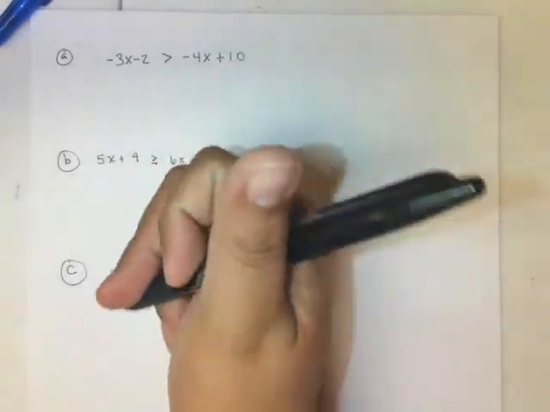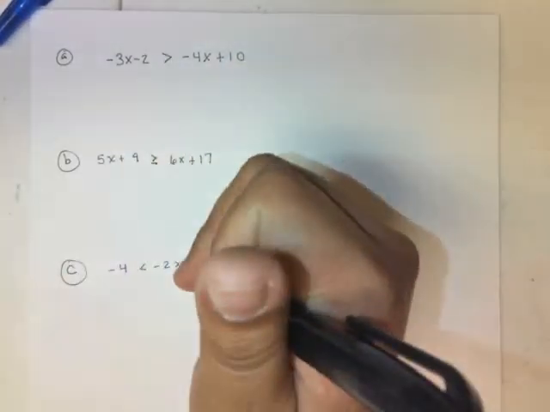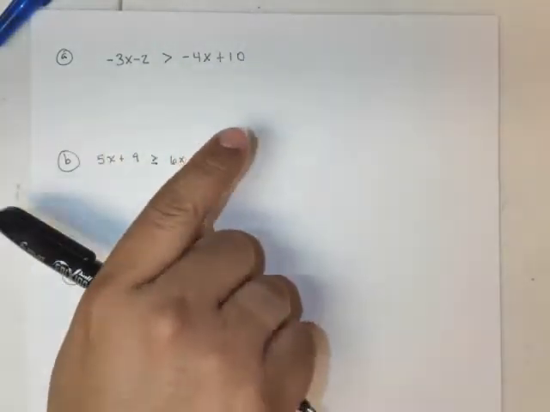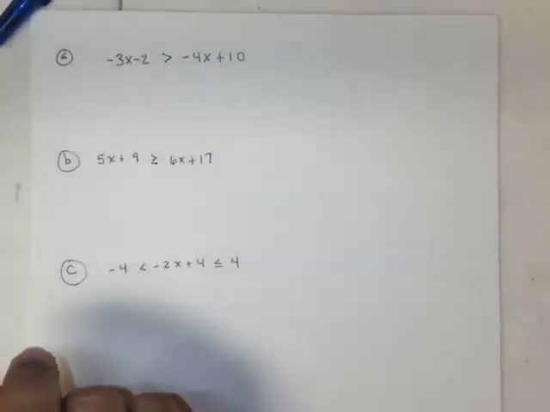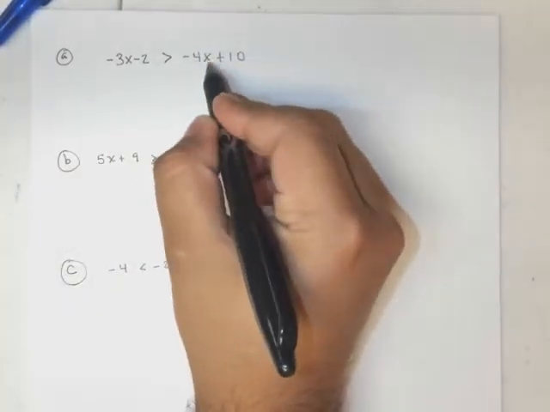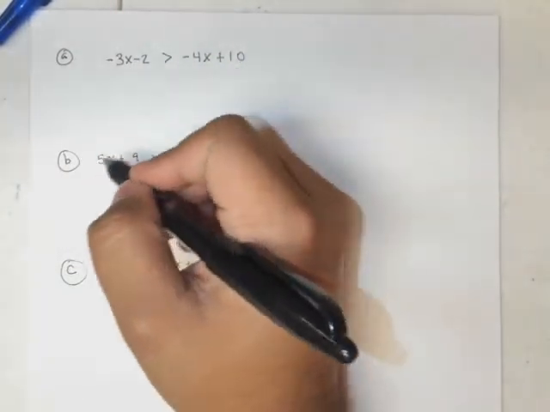All right, now here's the rule of thumb. The rule of thumb that I subscribe to is that we always want the variable on the left and we want any constants on the right. So that's the rule of thumb. Okay, so we're going to try to move all variables this way, all constants to the right.